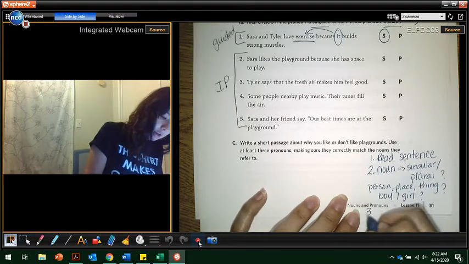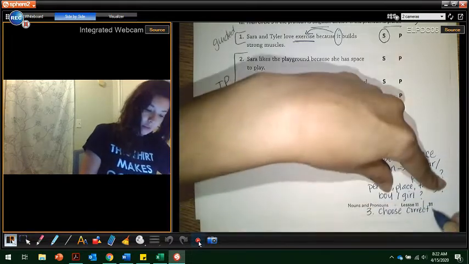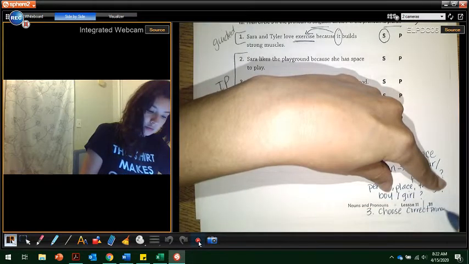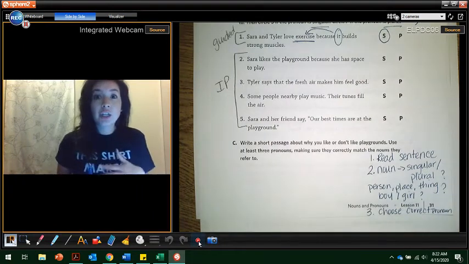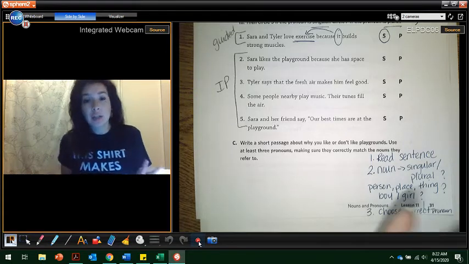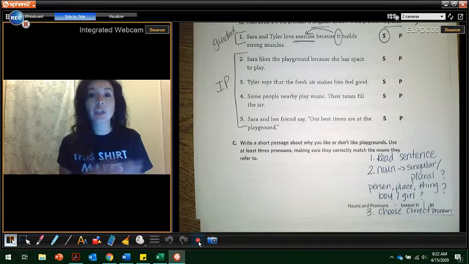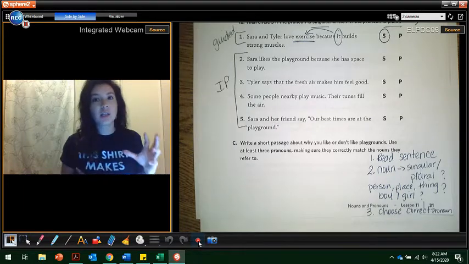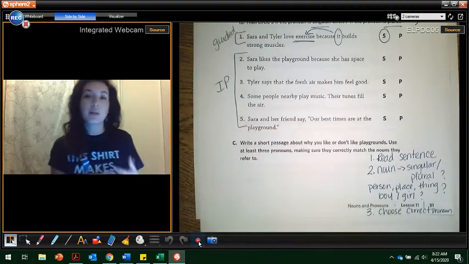And then 3, you choose the correct pronoun. Or in this case, we were checking it, but soon you're going to have to find the actual pronoun that you should use. And that's what writers are going to do, because you're not going to be given the pronouns. You're going to have to be deciding, okay, in this sentence, this is the pronoun I should use, right? So you want to follow these steps through your exit ticket.